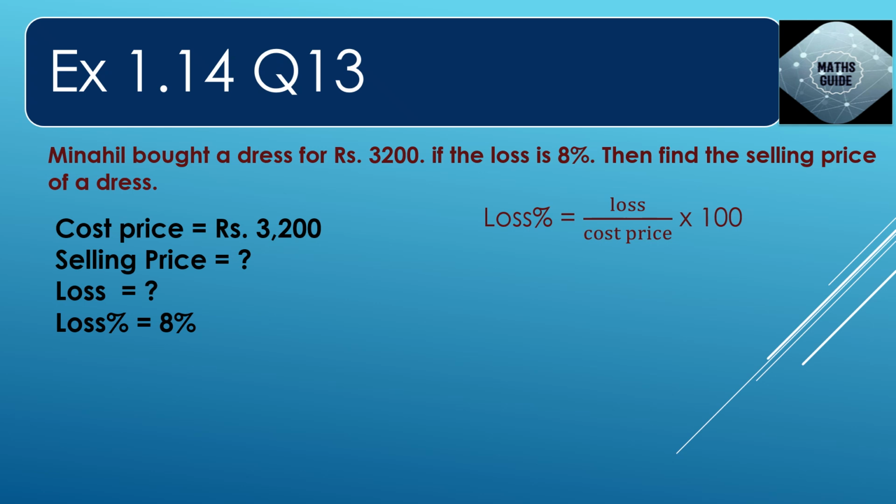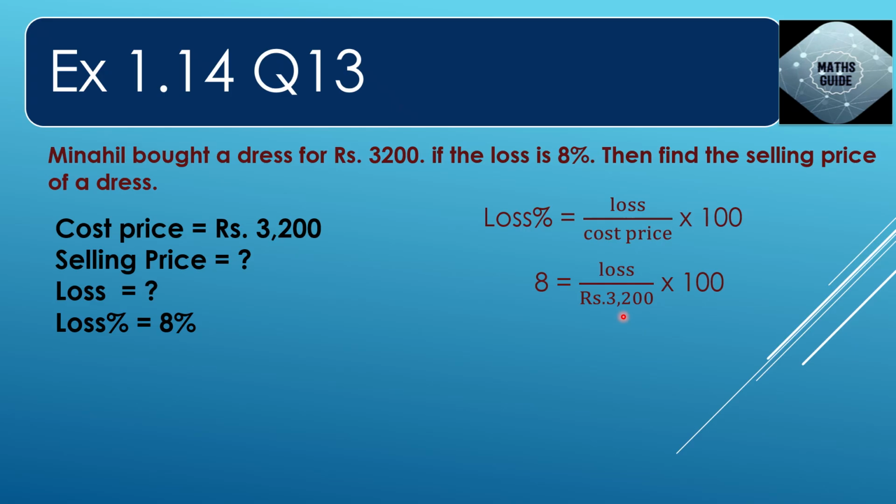Loss percentage is equal to loss divided by cost price into 100%. Now as we have been given the loss percentage, that is 8, we will not write 100 over here, as we have written the percentage 100 on this side. So you have two options: you can write the 100 here in the denominator with 8, or you can write 100 over here. Both options are available. Now we will have to find out the loss.